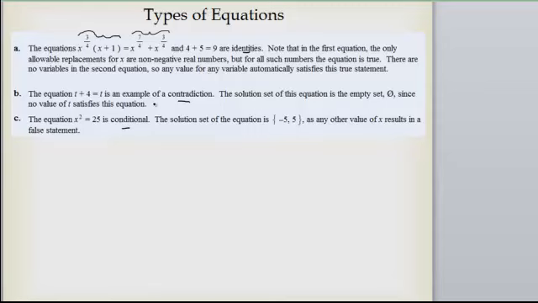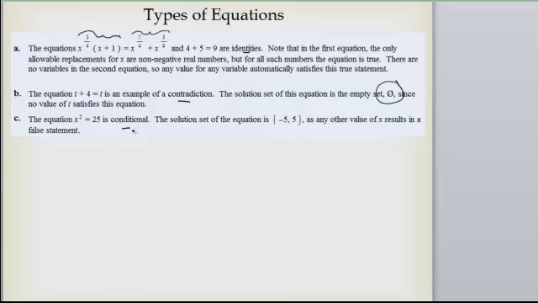For B, a contradiction, if you have some number plus 4 is equal to that same number, that's never going to happen. That's why this is called a contradiction. And the solution to this would be the empty set. I forgot to mention that up here. The solution to an identity would be infinitely many solutions. It could be anything in the world and it would still make that equation true.